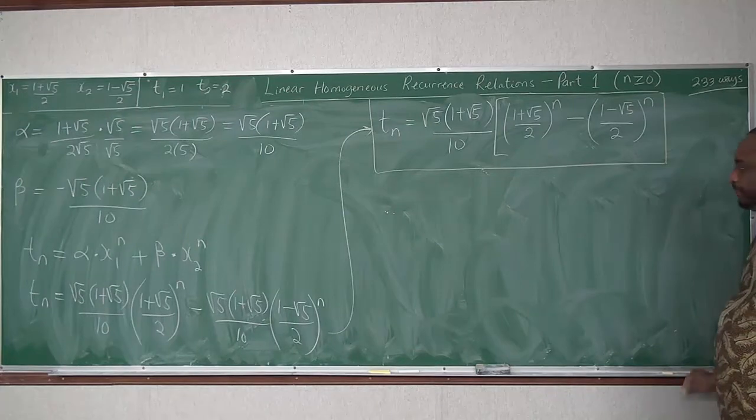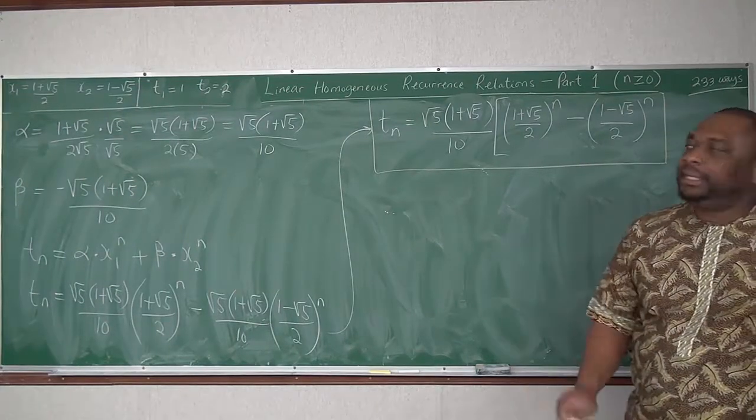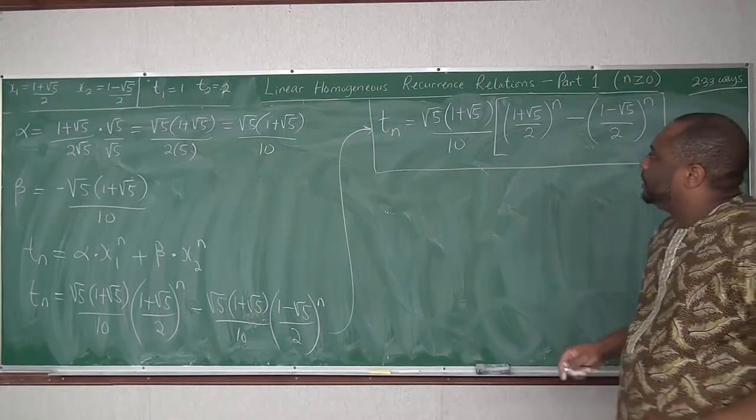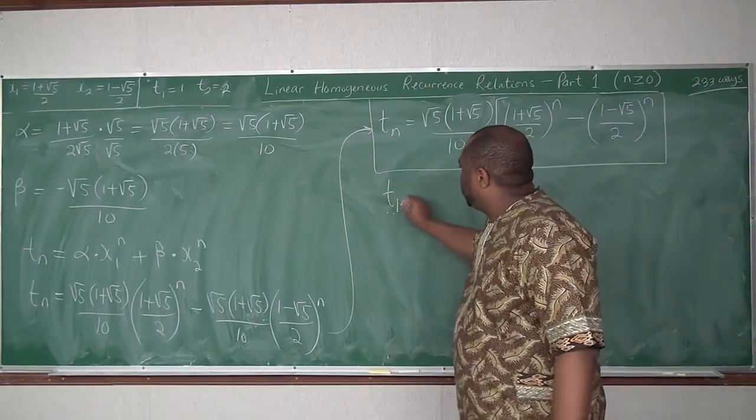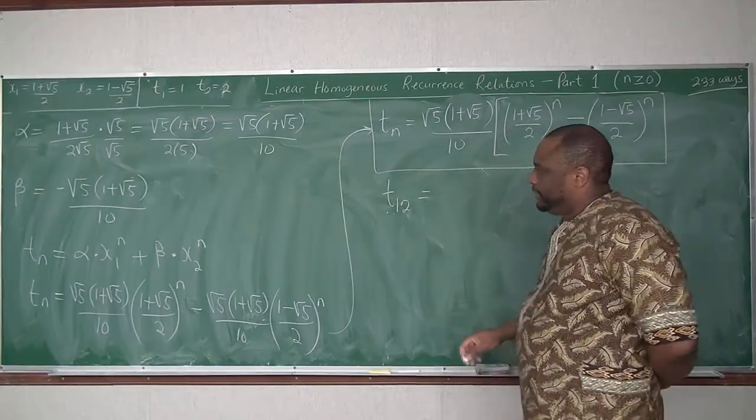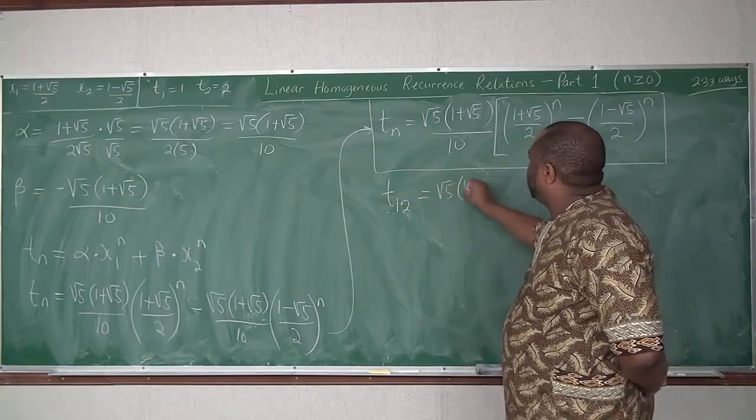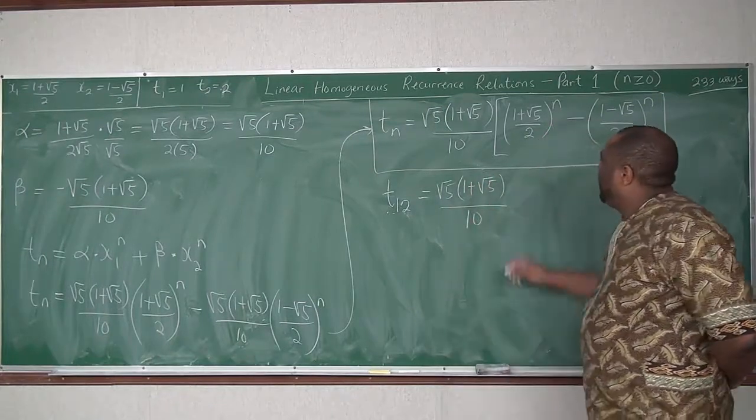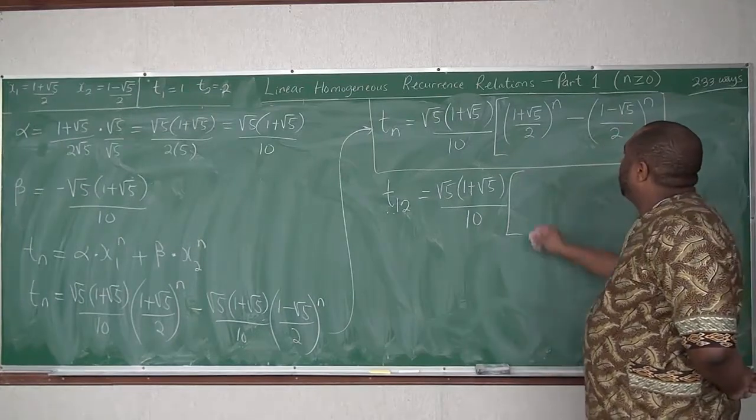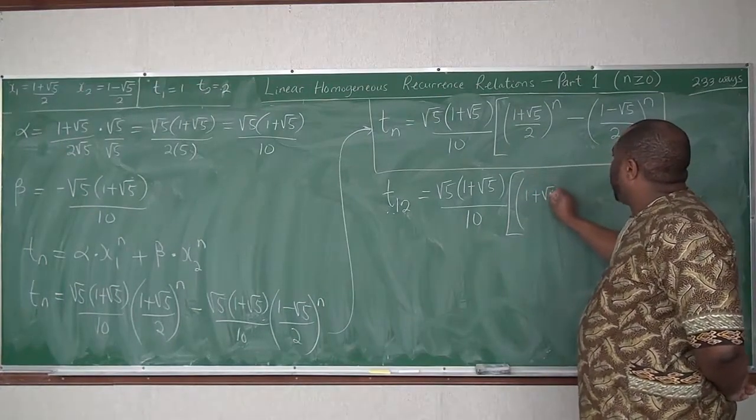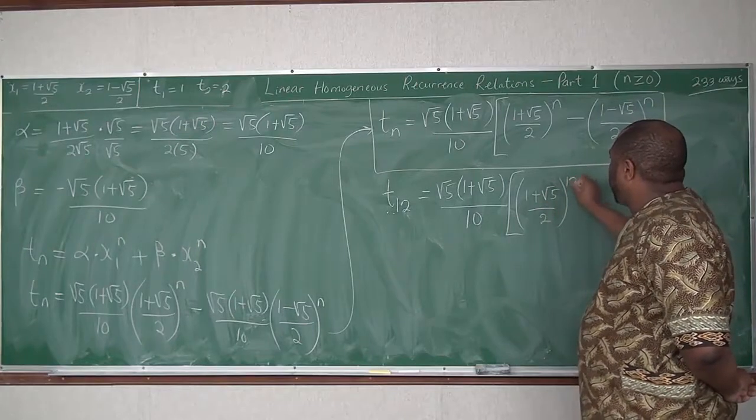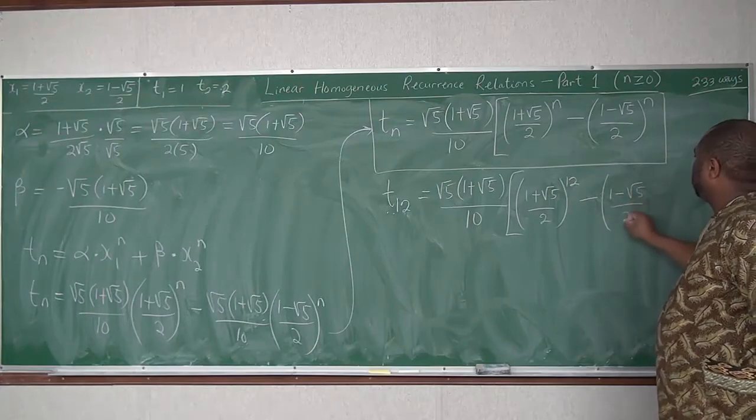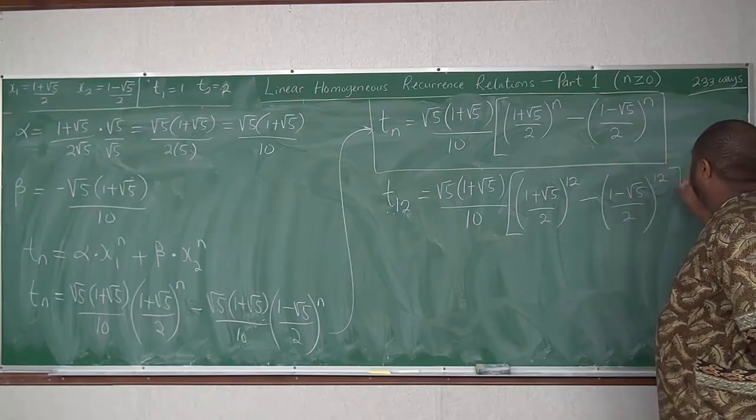Okay, folks, let us check it first. Let's check and see whether it works. So the 12th term, T12, will be root 5 times (1 plus root 5) all over 10, times ((1 plus root 5) over 2 exponent 12 minus (1 minus root 5) over 2 exponent 12).